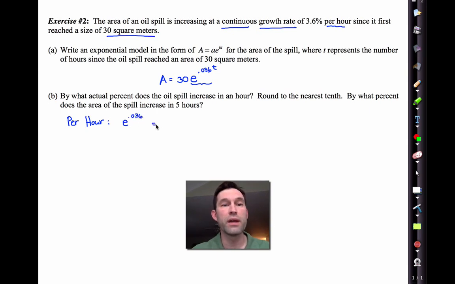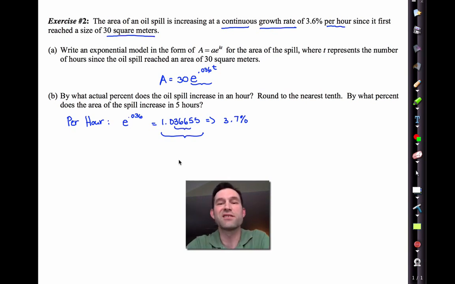So if we just figure out what e to the 0.036 is on our calculator, and that's pretty easy, it's 1.03665, then what we know is that we're actually growing at 3.7% per hour, right? Because this is the number we would have to multiply by after an hour, and that gives us 3.7%. The second question asks us by what percent are we growing every 5 hours? If you think you can figure this one out, pause the video right now.